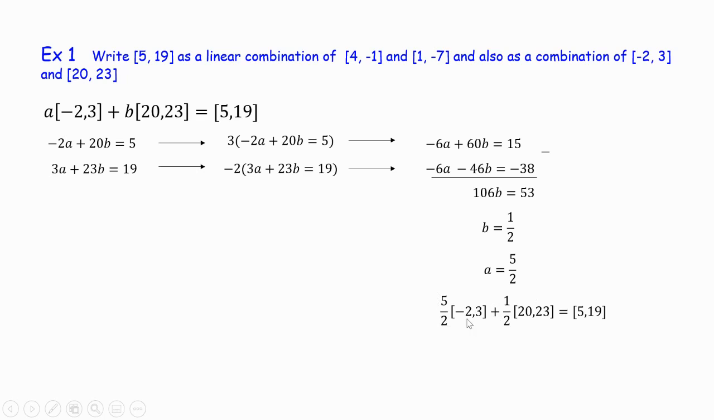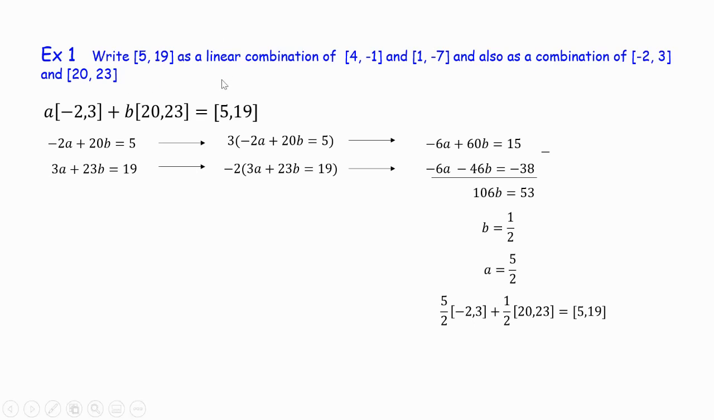5/2 is my A, times the minus 2, 3, plus a half, 20, 23 gives me that 519. So we've still been able to come up with a linear combination of two completely different vectors, apart from the first ones, the 4 minus 1 and the 1 minus 7, and still we're able to give us the 519, right? Different scalars, but the same result.